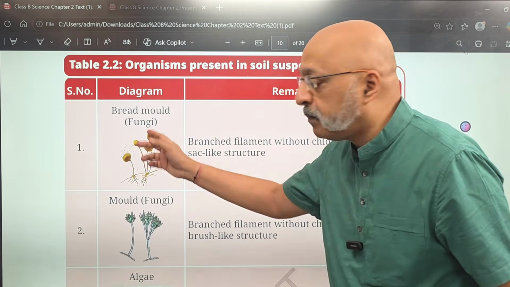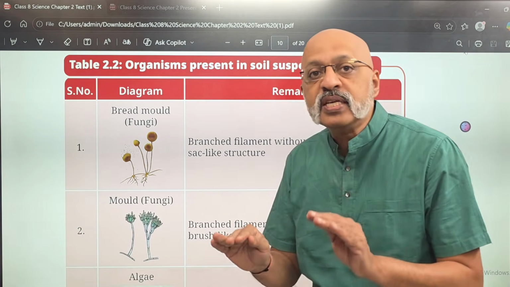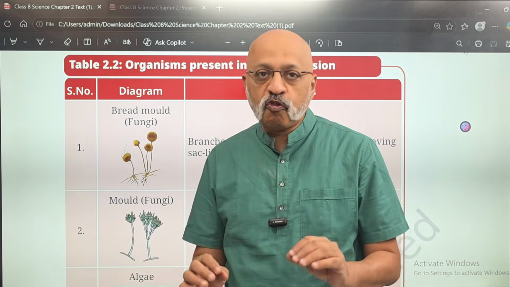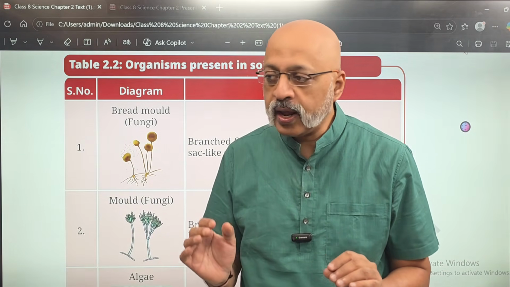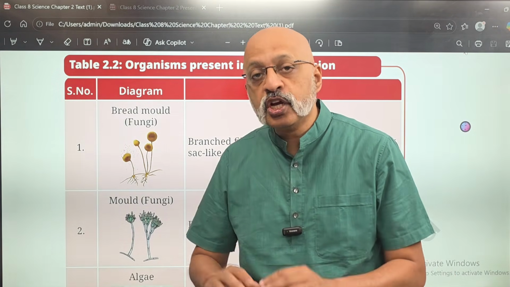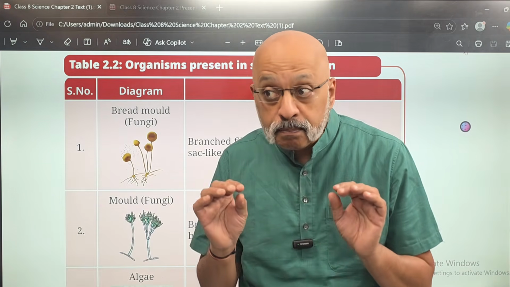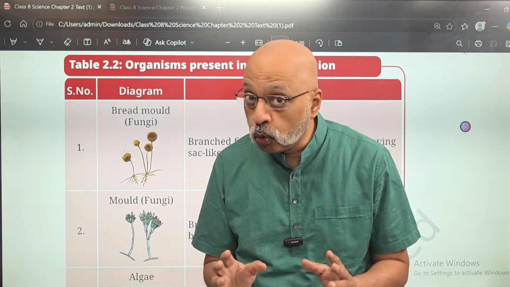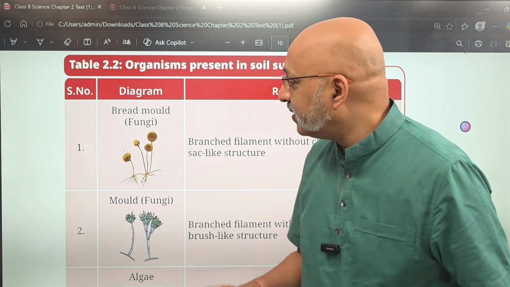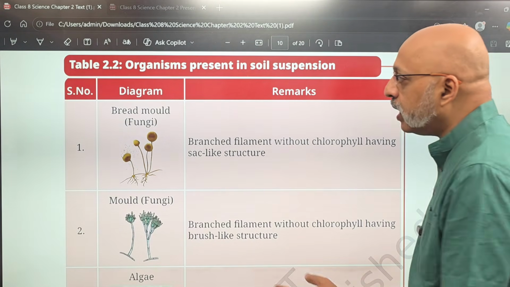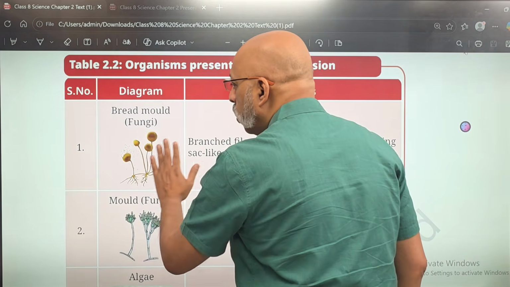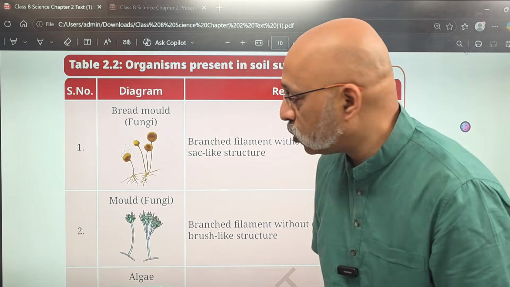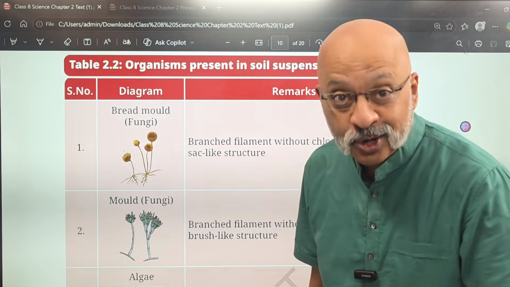The first one is the bread mold. If you keep a piece of bread, and that is something again which you can do at home, keep a piece of bread that you buy from the market. Don't keep it inside the fridge. Keep it outside, preferably in a place which has moisture, which is a little humid. You will find that after a few days, there will be some kind of mold, a fungus, formed on the bread slice. You should not eat it.